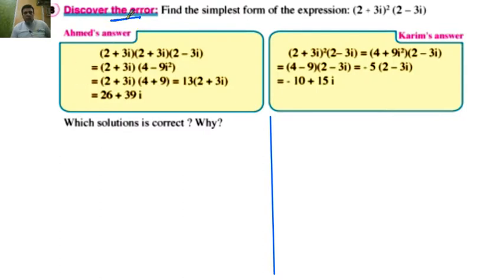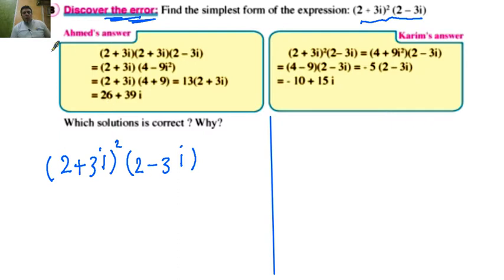The last example in our lesson: discover the error. Find the simplest form of 2 plus 3i all to the power 2, multiplied by 2 minus 3i. Ahmed answered the question like here, and Kareem answered the question like here. The result of Ahmed is 26 plus 39i. The final result of Kareem is negative 10 plus 15i. To discover the error, we must solve the question by ourselves, to discover who is right, Ahmed or Kareem.